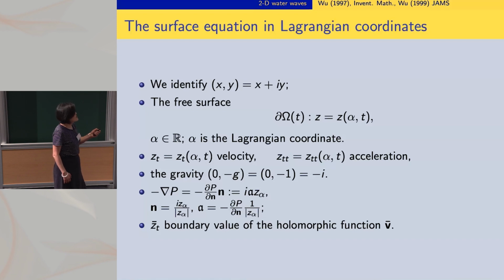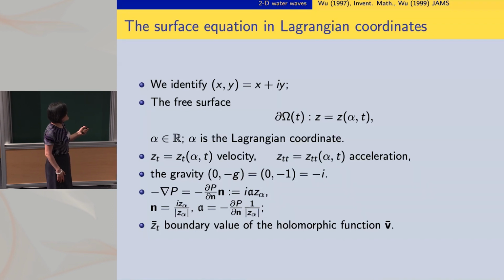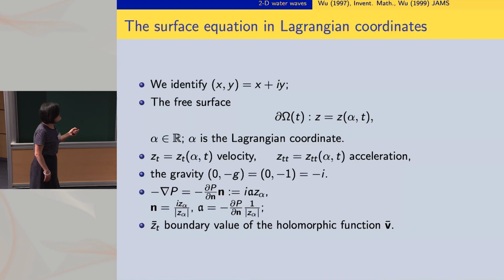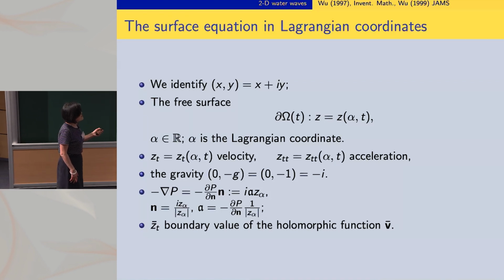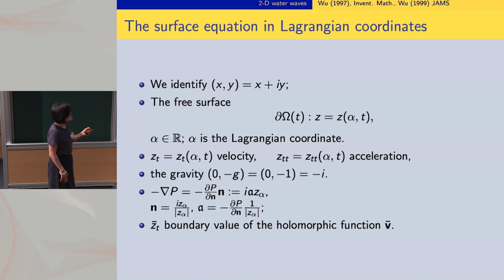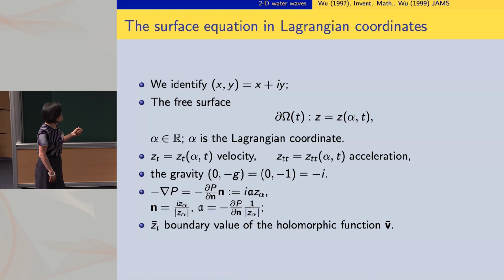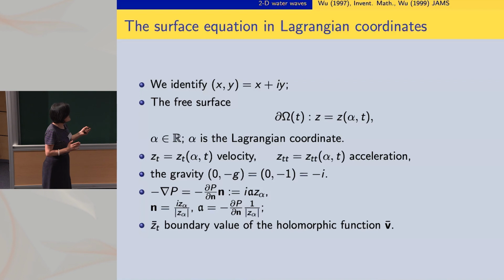So alpha describes the same particle. And if I take two derivatives in t, I will get acceleration, okay? And now the gravity, normalize the gravity to be 1, then it's 0, minus 1, just minus i, okay? So gradient P, the pressure is 0 on the interface, so gradient P points in the normal direction. So if you do a decomposition in the tangent and normal direction, only the normal direction survives.